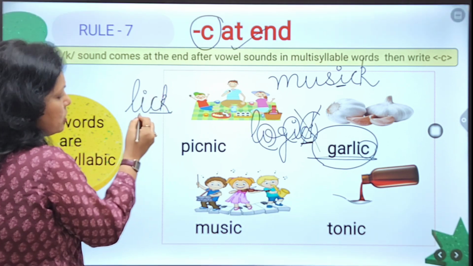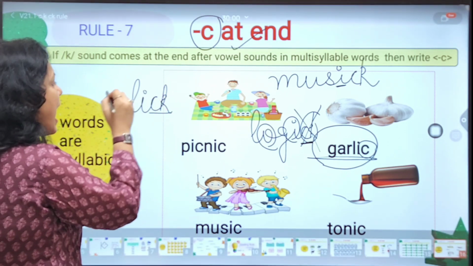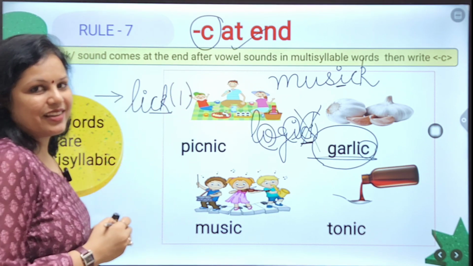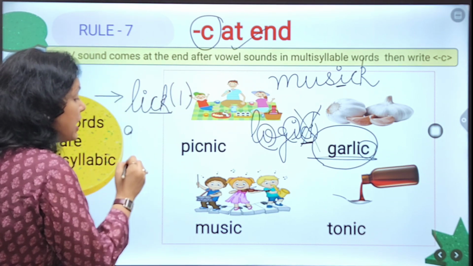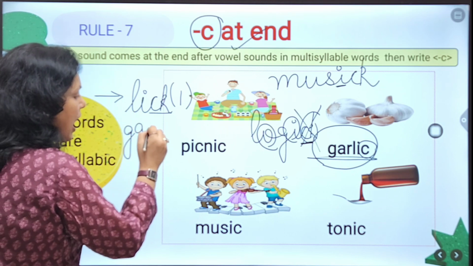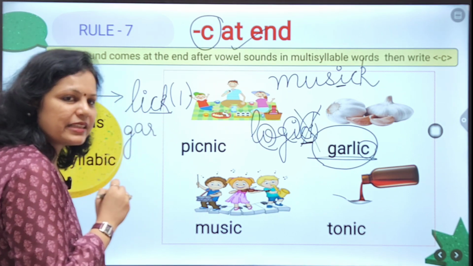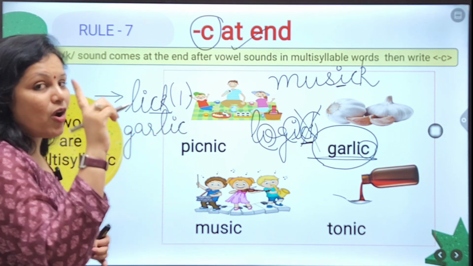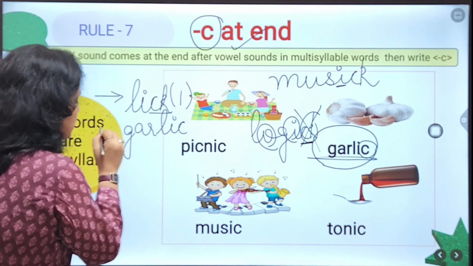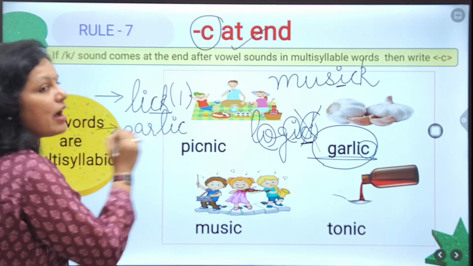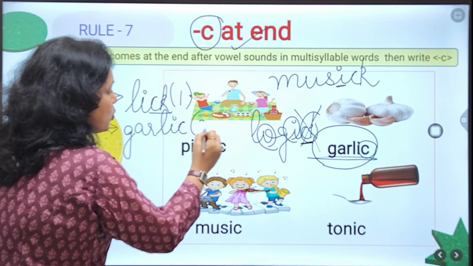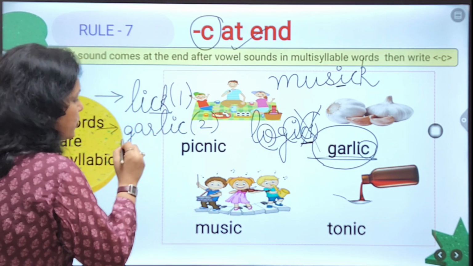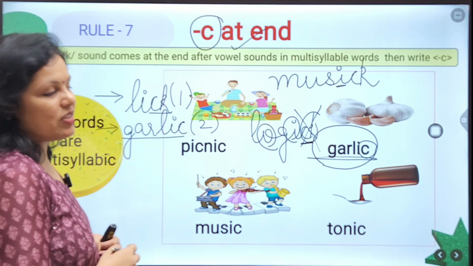Why CK? Because it is coming after a short vowel and this word is having only one vowel in it. But if I want to write garlic, I should not write it like this. No, I write it as G-A-R-L-I-C only, not C-K. Why? Because this word is having two vowel sounds, and that is why the K at the end will be skimmed off, right? So that is why garlic is written like this.